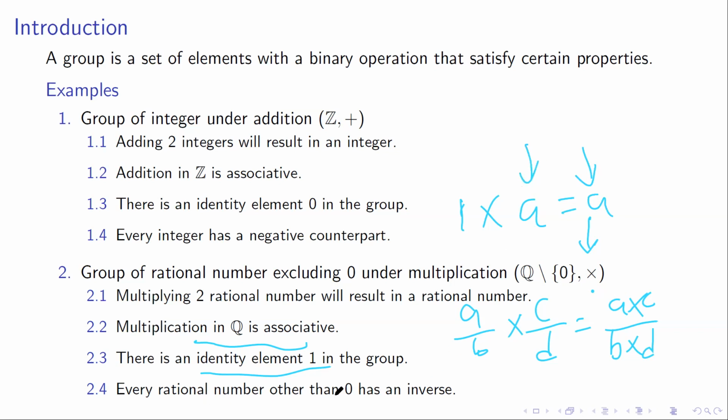And every rational number other than 0 has an inverse. For example, for the rational number a divided by b, the inverse is basically b divided by a. You just reverse the whole thing, and then you get back the identity element 1. Note that we must exclude the 0 element here. Why is it the case? Because 0 does not have an inverse, and in a group, one of the axioms is that every element must have an inverse. So 0 cannot be in this group, so I just exclude it from this set. And this is a basic example of how group theory works.